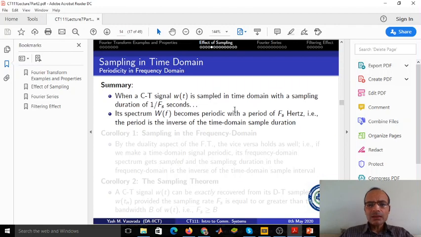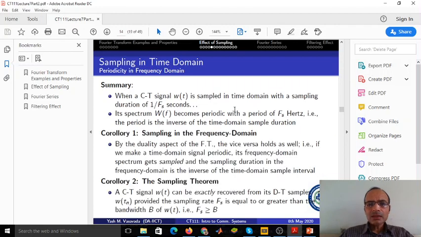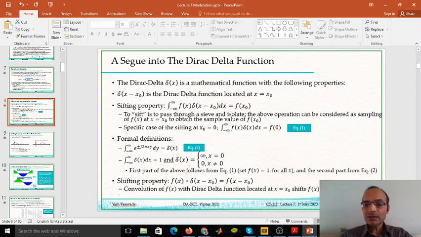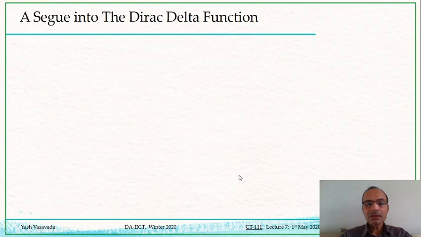But now let us understand this with a little more depth. And for that, we are going to go back to the definition of the Dirac delta function that we had studied some time ago. If you recall, in that definition, we had specifically considered two different properties. One was the sifting property and the other was the shifting property.